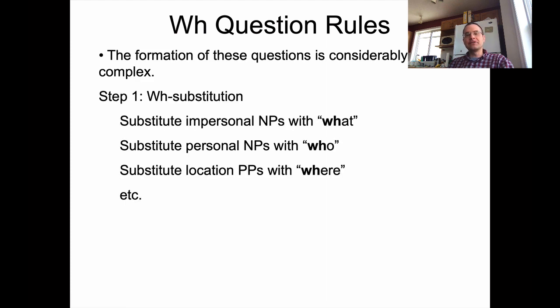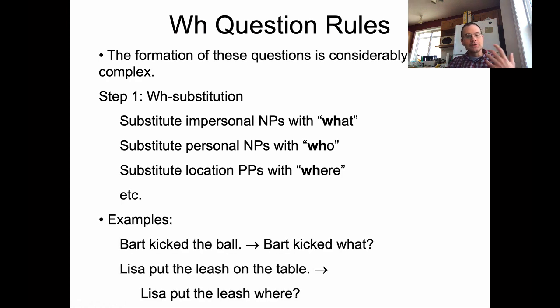So the first step is that we substitute some phrase within the underlying sentence with a WH form. So if you have an impersonal noun phrase like the ball, which is not a human being, then you replace it with what. If you do have a personal noun phrase like Selma or Bart or whoever, you can replace that with who. If you have a prepositional phrase that describes a location, you can replace it with where, so on and so forth. Going from the declarative sentence to this step, you just replace that phrase with a WH form. So Bart kicked the ball, and you can say Bart kicked what? Or Lisa put the leash on the table. Lisa put the leash where? We're just replacing that prepositional phrase with where.